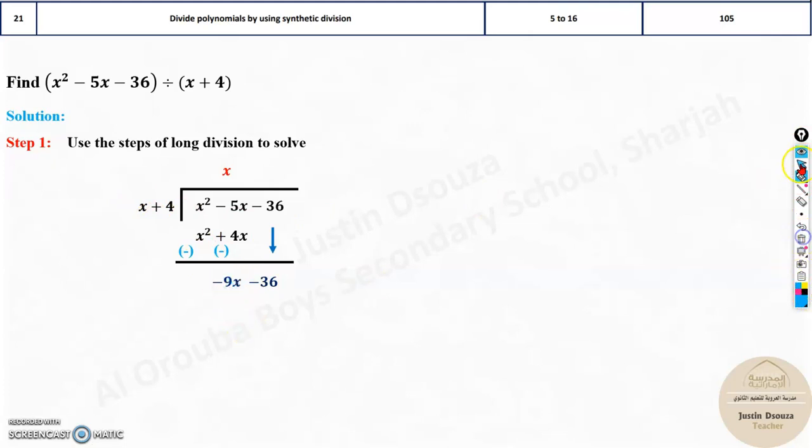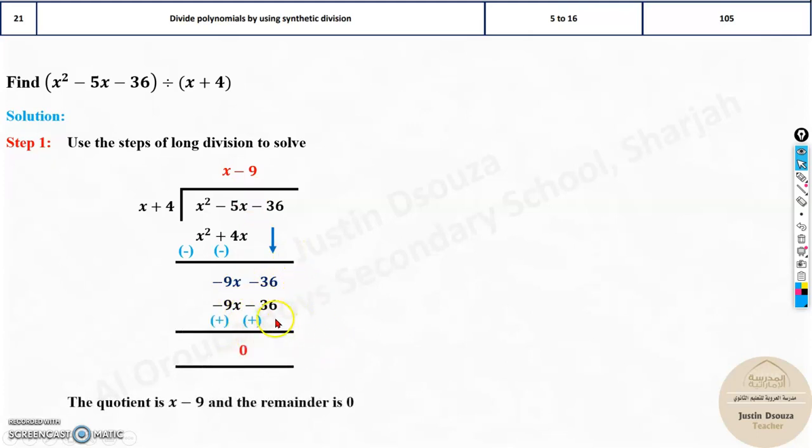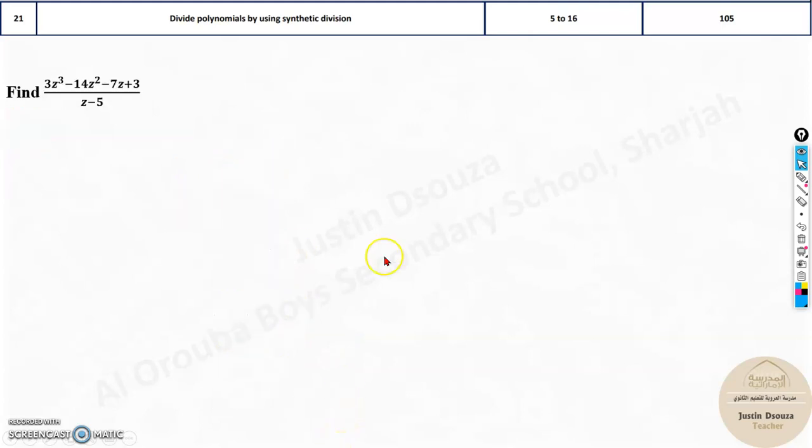Minus 9. So you have to multiply x by minus 9. You'll get minus 9x. 4 times minus 9 is minus 36. They're the same term, so when you subtract them, it'll be 0. That's the answer. The quotient is x minus 9. The remainder is 0 over here.